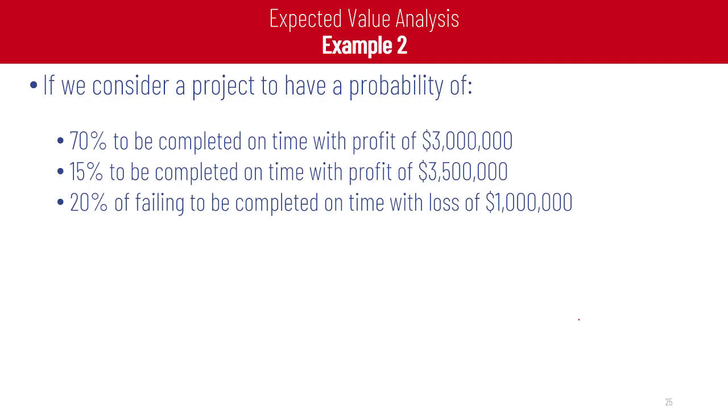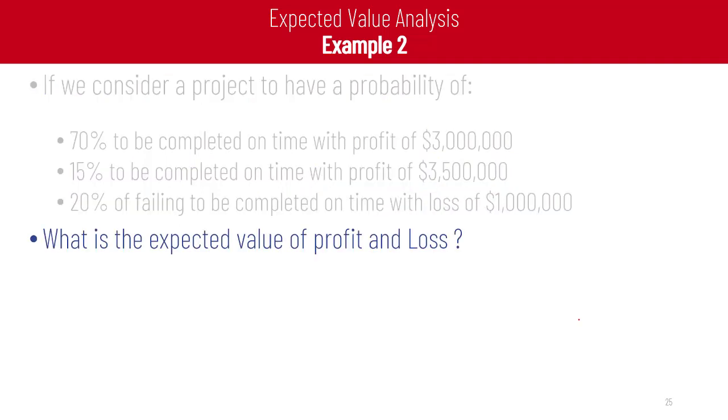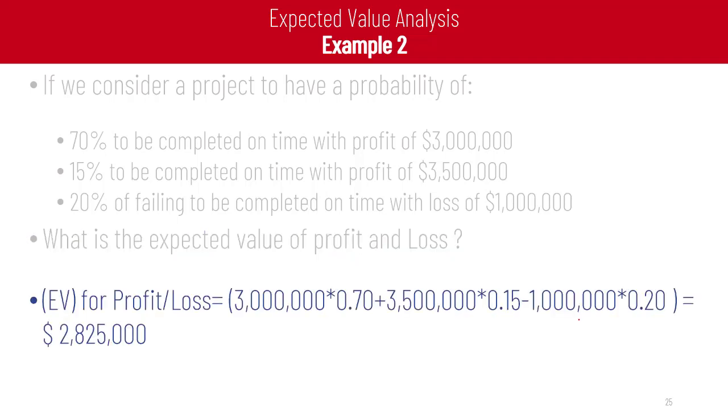Example number 2. Consider a project with a probability of 70% to be completed on time with a profit of 3 million, 15% to be completed on time with a profit of 3,500,000, and 20% of failing to be completed on time with a loss of 1 million. What is the expected value of the profit and or loss? To estimate it, we need to multiply the probability by the impact of each outcome.